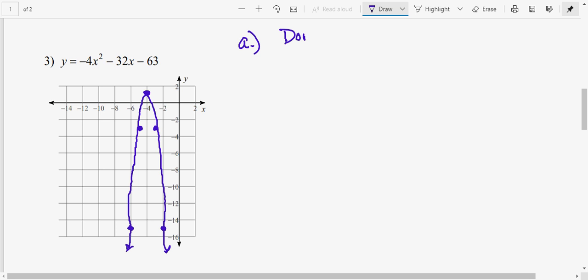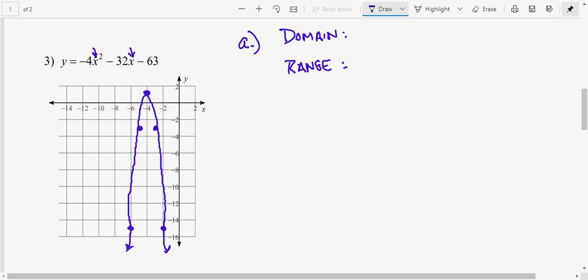The first one is domain and range. Domain is just the possible range of x values. So what could I plug in here and get something out for y? Basically, that won't cause something to be undefined, or no square roots of negatives, things like that.